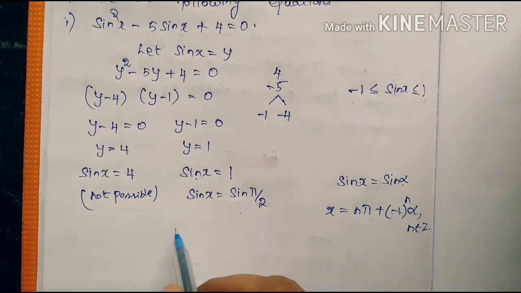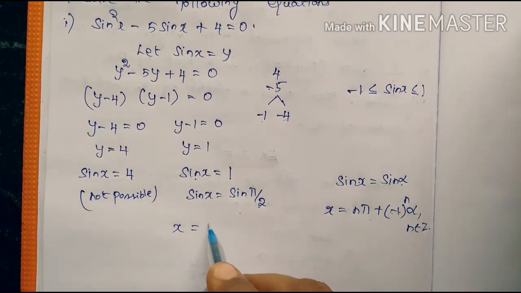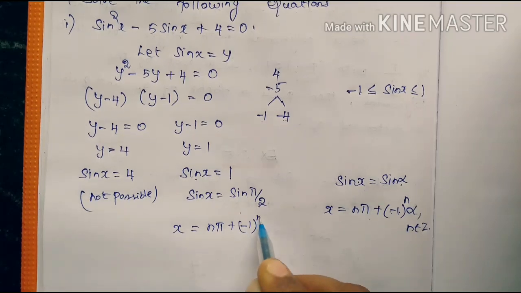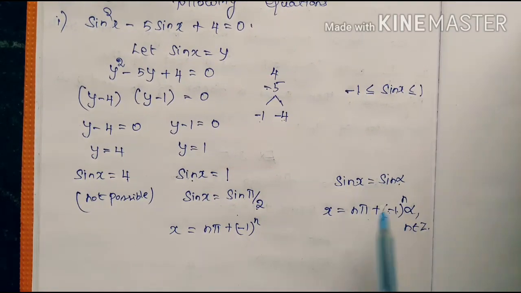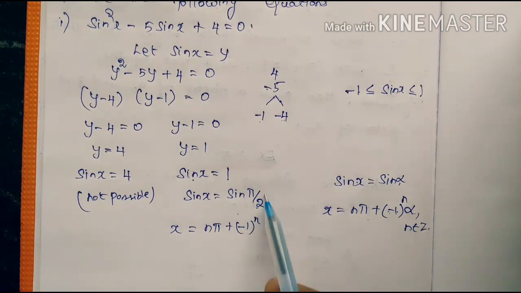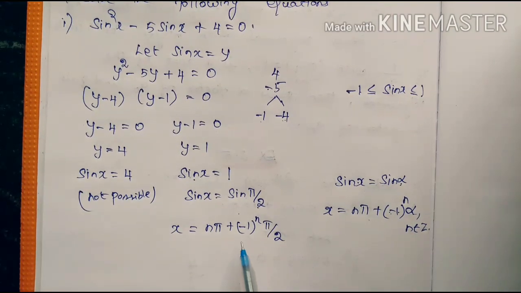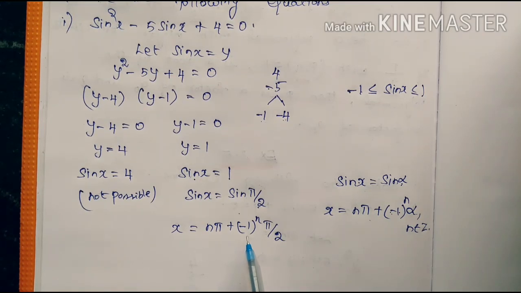So the solution for this one we can write: x is equal to n pi plus minus 1 the whole power n into alpha. Here the alpha is pi by 2. So I am writing here pi by 2. So this is the solution we can write.